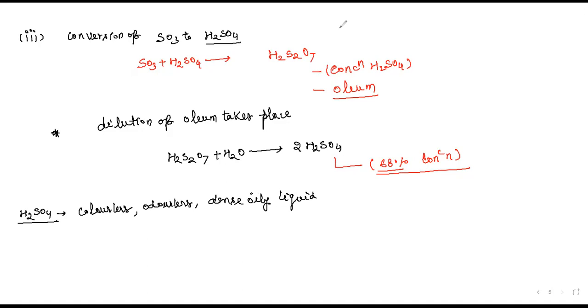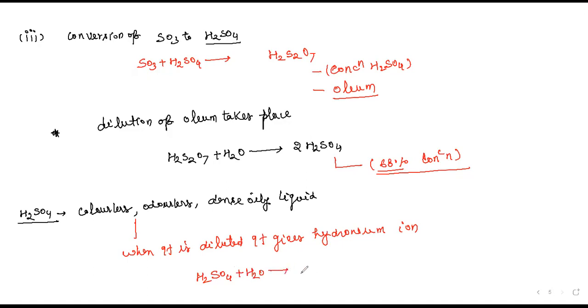And the next thing, which is very common because it is an acid, is that when it is diluted, it gives hydronium ion. That means H2SO4 plus water gives hydronium ion plus HSO4 minus. Okay? Any doubt? Yes, sir.